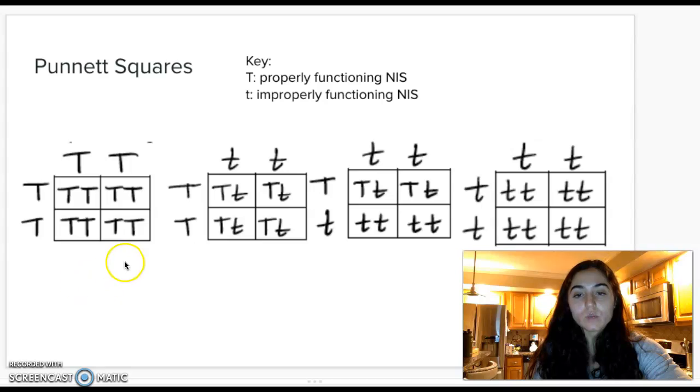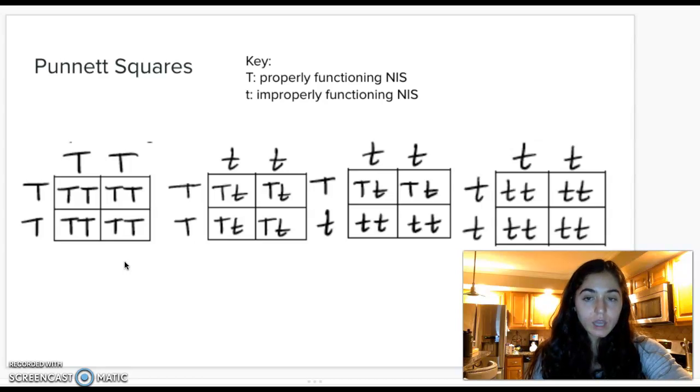So on this first Punnett square, we see two parents that are dominant for a properly functioning NIS. In that case, there is zero probability that their offspring will develop this disorder. In the next Punnett square, we see that there is one parent that is afflicted with this disorder. They have two recessive alleles, but the other parent is dominant for a properly functioning NIS. So there is no probability of an offspring developing the disease.